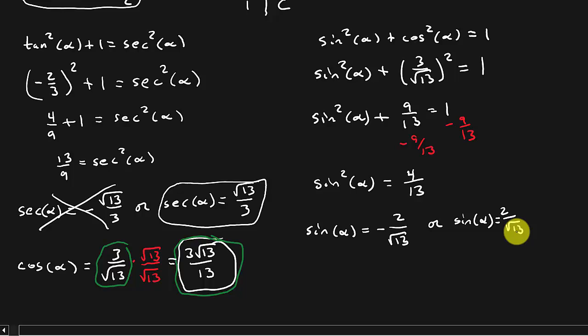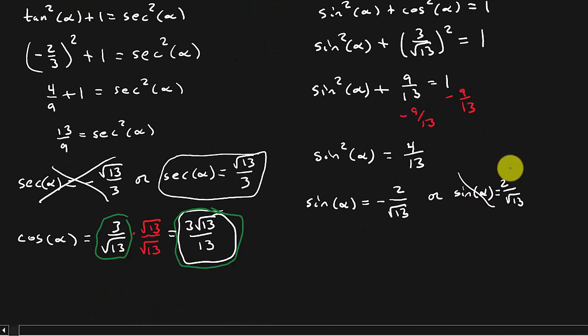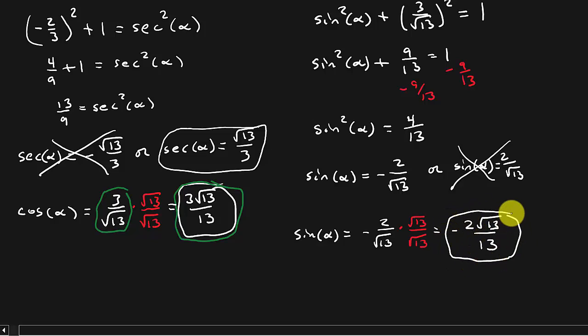All right. So remember, we're in which quadrant? We're in the fourth quadrant, right? Sine is negative in the fourth quadrant. So that one gets crossed out. So I get sine alpha is equal to, now I need to rationalize the denominator here. That's going to be negative 2 over square root of 13, and then rationalize the denominator, multiply by square root of 13 over square root of 13, and that's going to give me negative 2 square root of 13 over 13. And so here is sine alpha.